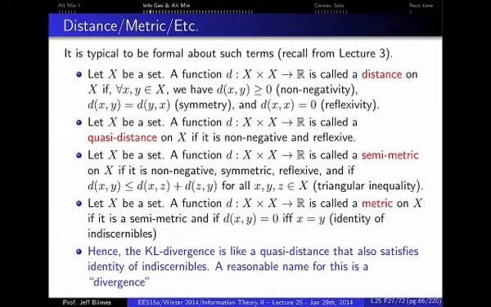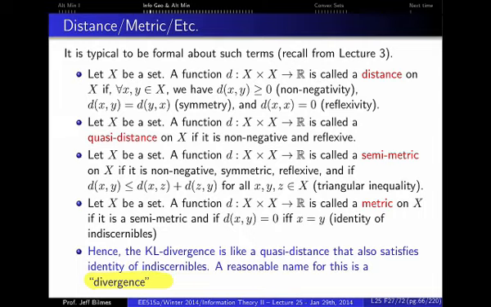The Kullback-Leibler divergence, on the other hand, is not a distance. Why? Well, first of all, it's not symmetric, so it's definitely not a distance. It's not a semi-metric because it doesn't satisfy the triangle inequality, so therefore it's not a metric. But it is a quasi-distance, and it also satisfies the identity of indiscernibles. So it's really none of those. And so that's why we generally like to call it a divergence, although it's not universally used to mean a quasi-distance that satisfies the identity of indiscernibles.